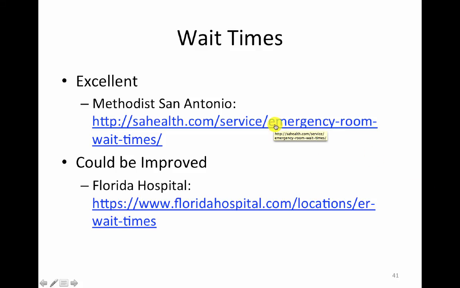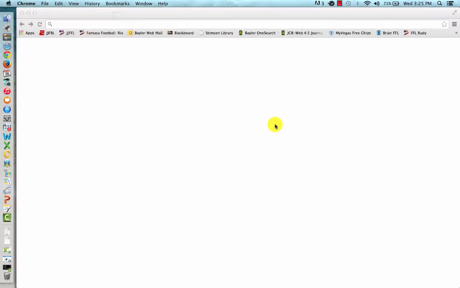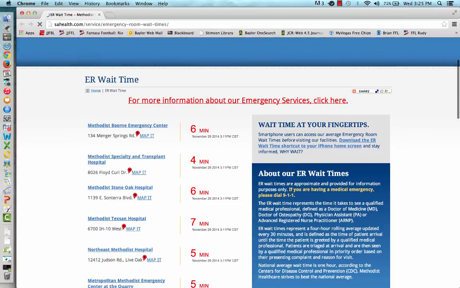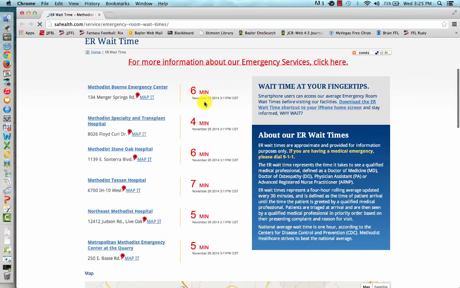An excellent example of posting wait times. That's right here with Methodist. Here we have, at their different facilities, different wait times, right? This is to be seen in their ED. What I like about this is this box right here. It explains exactly what this means, what 6 minutes, what 4 minutes, what 6 minutes means.